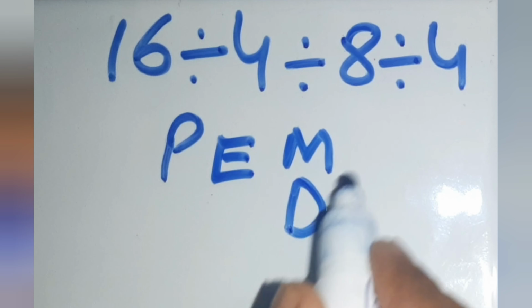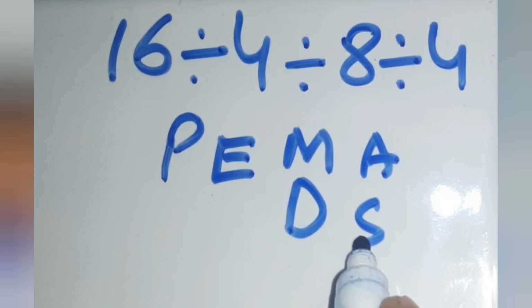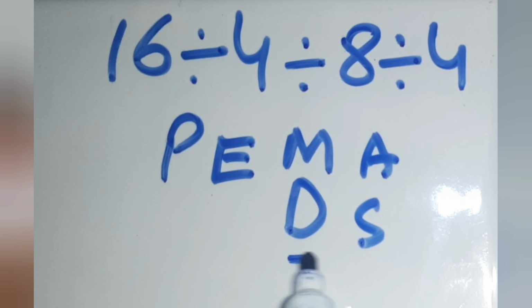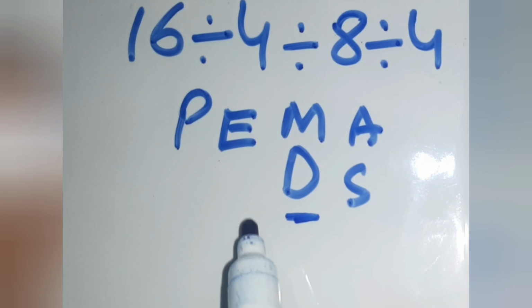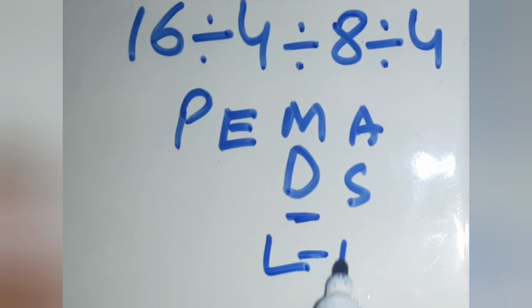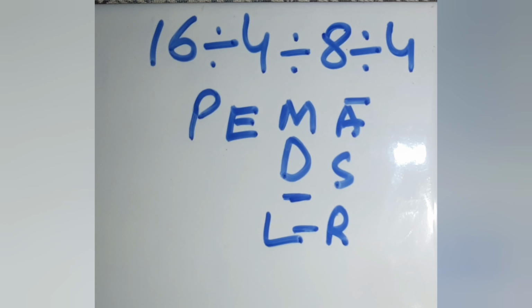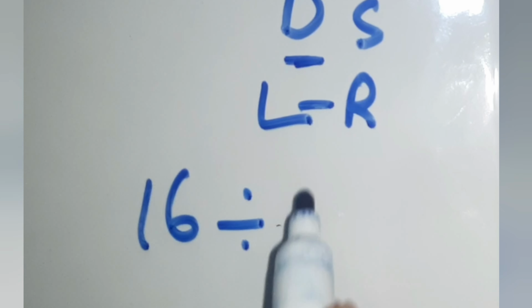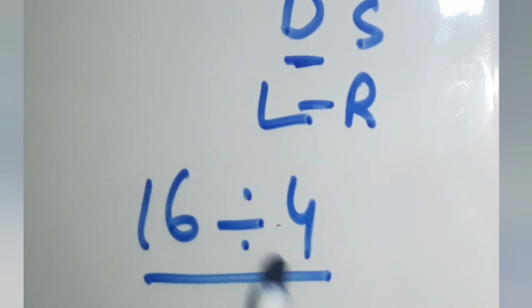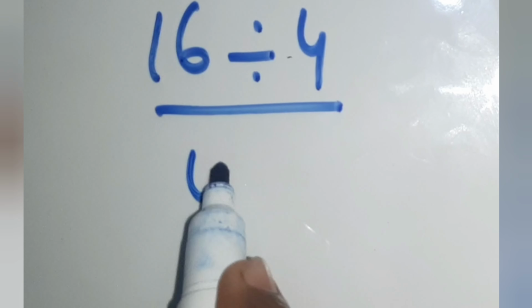or division, finally addition or subtraction. And remember that multiplication and division have equal priority, and we have to work from left to right. The same applies to addition and subtraction. So in this expression, we have only division, so first we do 16 divided by 4, which gives us 4.